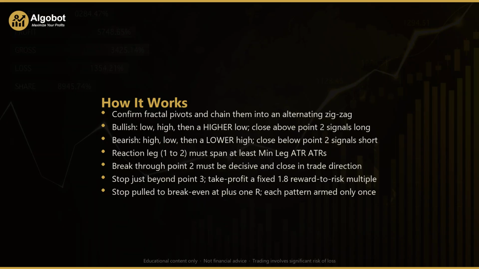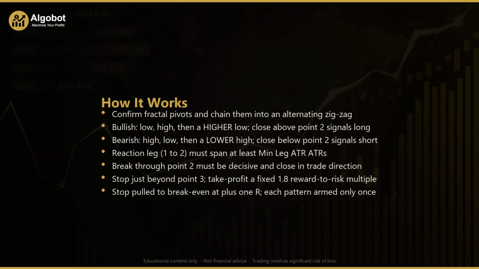Several filters keep the strategy selective. The reaction leg from point 1 to point 2 must span at least a configurable number of ATRs, set by MinLegAtr, so tiny wiggles are ignored. The breakout close must clear point 2 by a decisive fraction of ATR, and the breakout bar must close in the direction of the trade, so a weak, doubtful candle does not qualify.